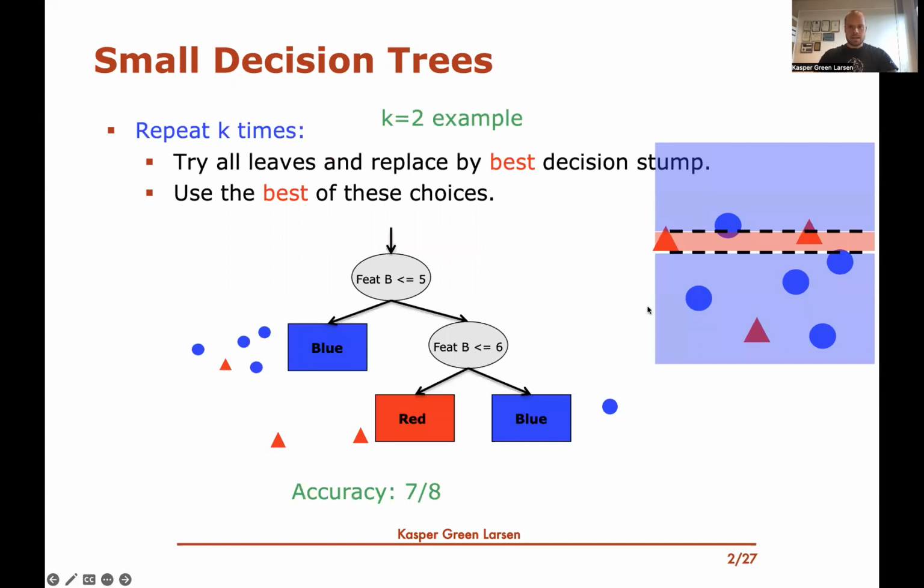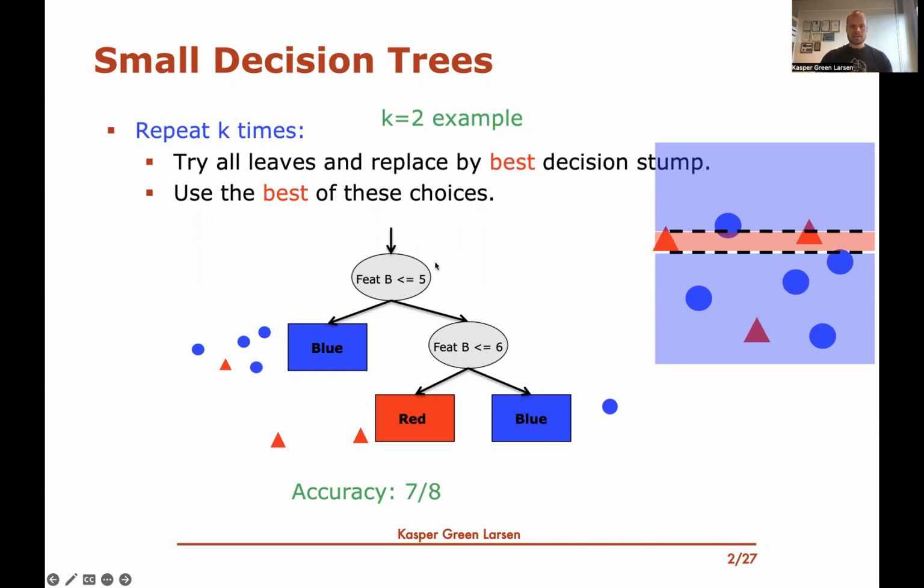Right, so in the previous video, we saw this first algorithm for constructing decision trees based on this greedy approach. Basically, we start out with a tree that's just a root, and then we repeatedly try to replace all the current leaves of the tree with the best possible decision stump, where a decision stump is just a single tree that has one root with a question and two leaves. You try to replace all of them and use the best one that we find. This is basically what we do here, which results in an accuracy of 7/8. We get 7 out of the 8 points correct.